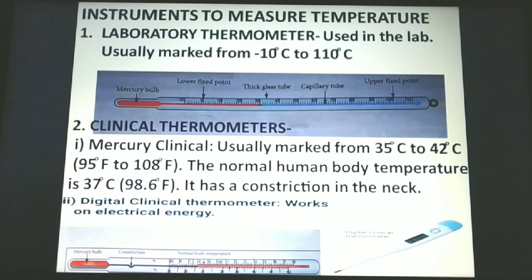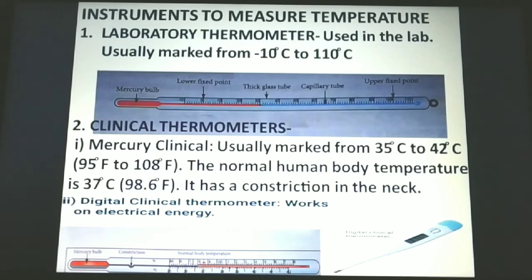The second one, clinical thermometers. The first category is mercury clinical thermometer. It is usually marked from 35 degrees Celsius to 42 degrees Celsius. In Fahrenheit, 95 degree Fahrenheit to 108 degree Fahrenheit. The normal human body temperature is 37 degrees Celsius or 98.6 degree Fahrenheit. That is why the range is kept less here, from 35 to 42 degrees Celsius.